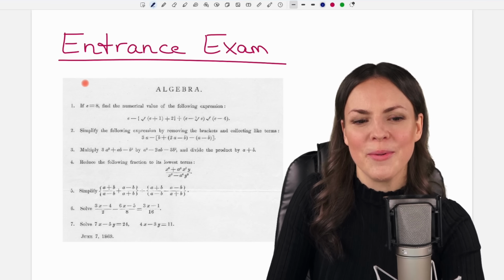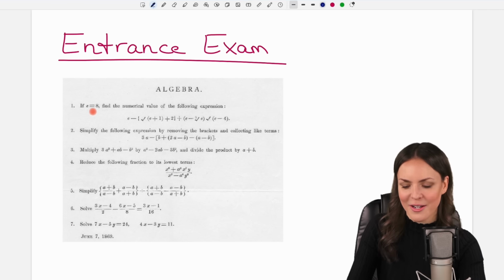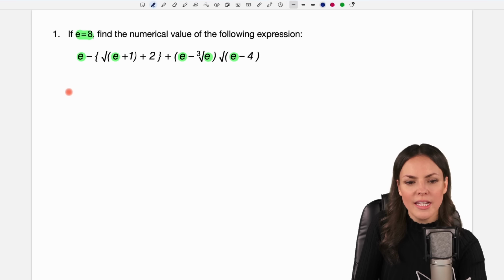Today I want to solve this MIT entrance exam from the year 1869 with you. We have 7 questions, no calculator, so let's start with question number 1. If e equals 8, find the numerical value of the following expression. This is our expression. We have e in here, here, here, here, and here, and we insert 8 for every e and try to evaluate this expression.